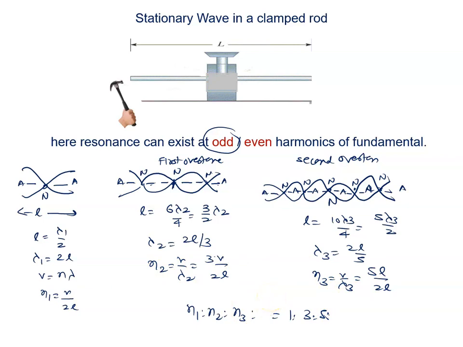Achha, ek cheez aur main yahan pe clear karna chahta hu. If somebody asks you why a displacement antinode is formed at the ends, end pe displacement antinode kyun banaya humne? Simply you have to explain that when we hit the hammer, then at the end displacement will be more. Or just think it is a longitudinal wave formation.